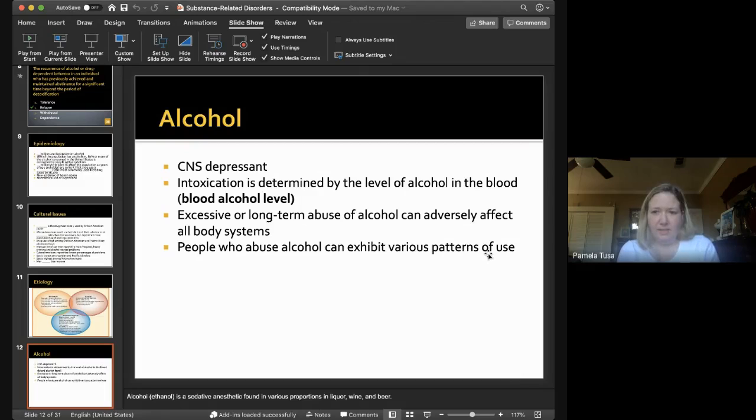Somebody asked if I could repeat the definition. The definition for what? Alcohol. Oh, okay. It's a sedative, anesthetic in various proportions in liquor, wine, and beer.